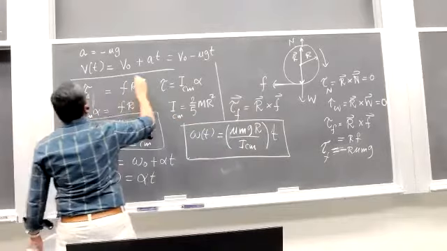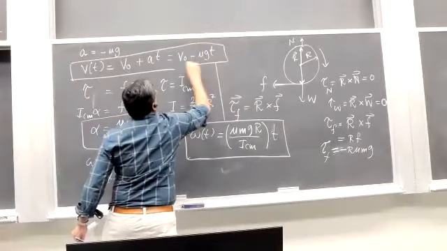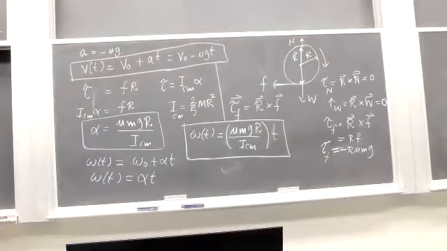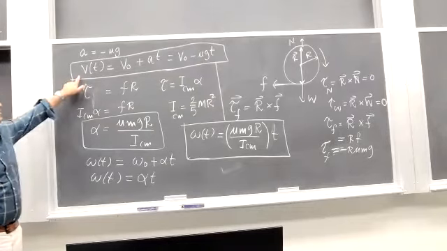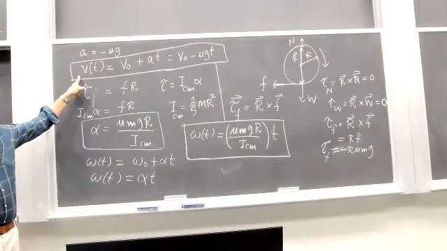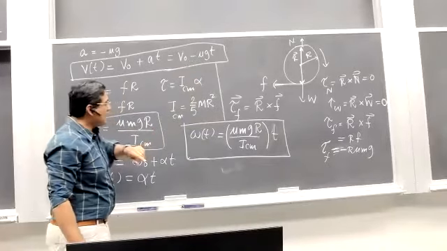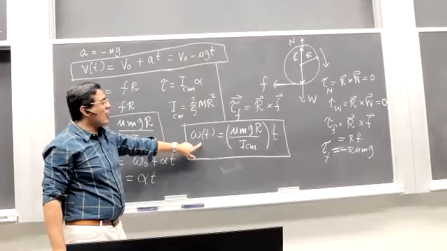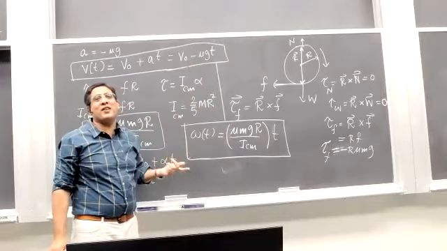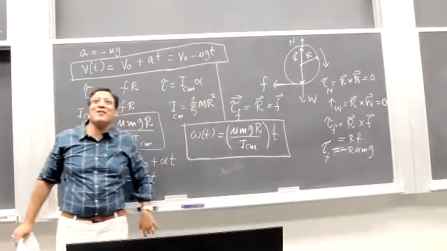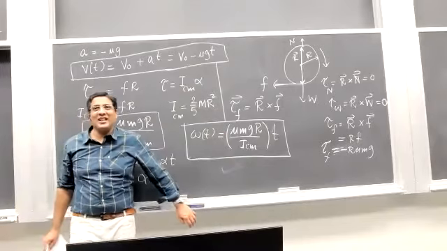This equation here and this equation here, very important. So this equation is saying that the object is slowing down and at some time t, it would stop. And this equation is saying that as time goes by, it would keep spinning faster and faster. Have you ever seen anything like that in real life?